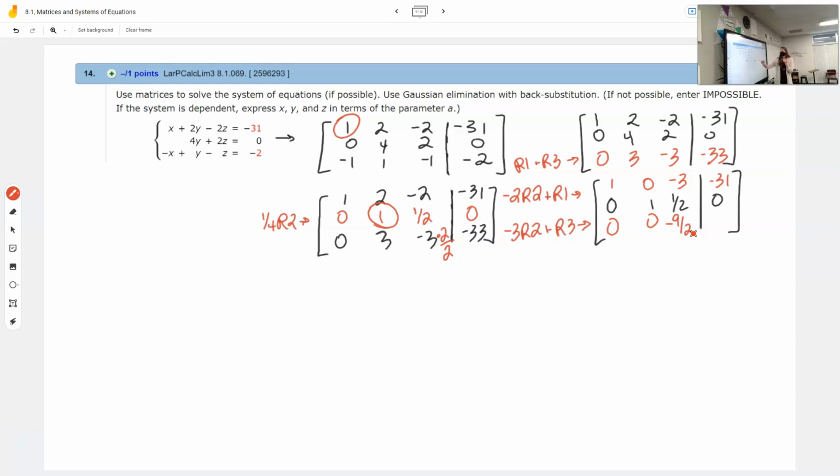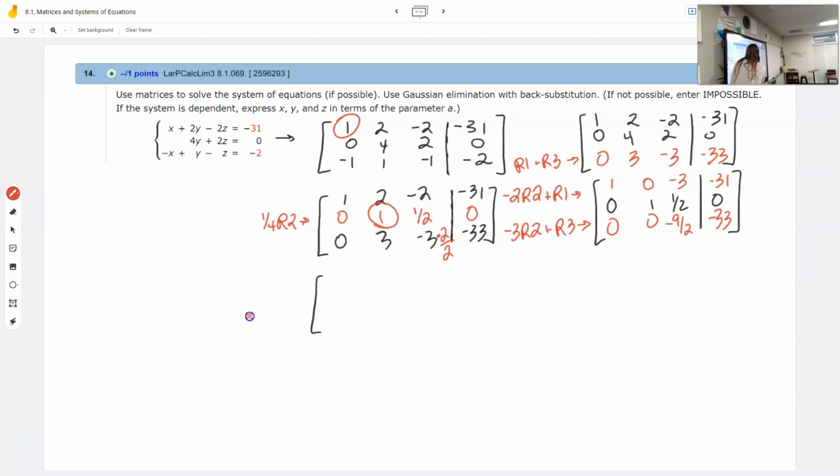Should probably double check that. Negative 3 times half, negative 3 halves. Negative 3 halves minus 6 halves is negative 9 halves. Negative 3 and 0, and that is negative 33. People who are doing this problem, same so far? Yes. If so, then we should get down to that final column.